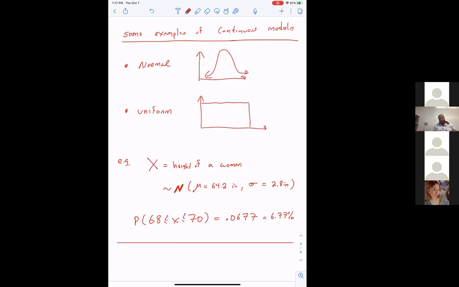When you plugged into the calculator, what was the upper bound? 70. Okay, right? We're doing 68 to 70. Professor, I got 0.0682. So what do you plug in exactly? My lower was 68, my upper was 70, mean was 64.2, and the other one was 2.8. Okay, so what do you get again?